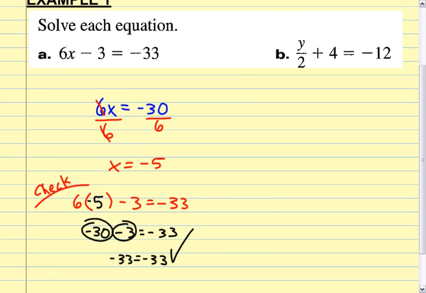Okay, folks, you guys did a great job on part A. Now let's look at part B. Part B says y, and I'll rewrite it because I don't want to mess up the equation. I want to be able to read it later. Y over 2 plus 4 is equal to negative 12, or y divided by 2 plus 4 equals negative 12.